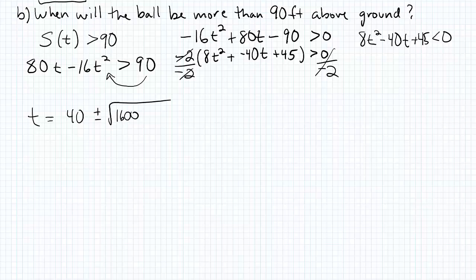1600 in other words, when you square the 40, minus 4 times the a term, which is 8, times the c term, which is 45, right? All over 2 times the a term, or 2 times 8. Let's just call it 16 to keep the arithmetic simple, right?